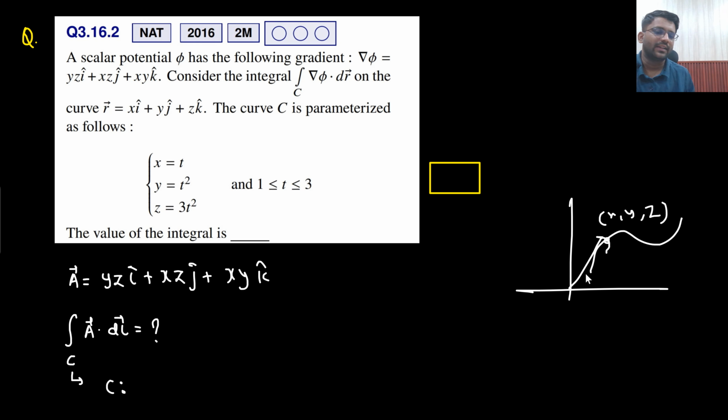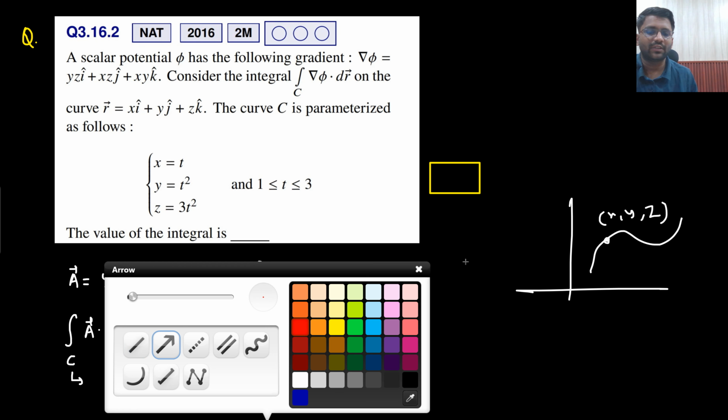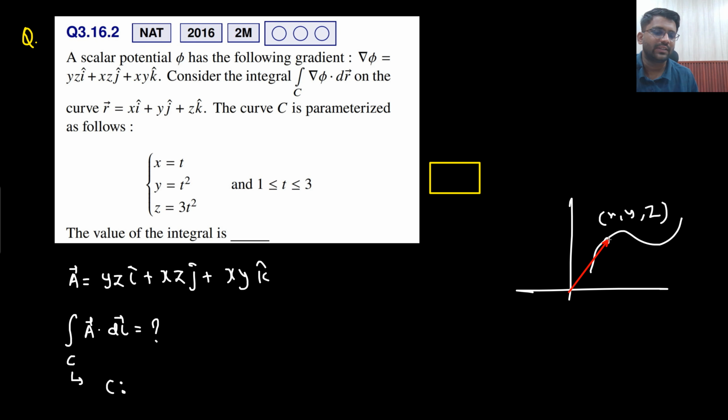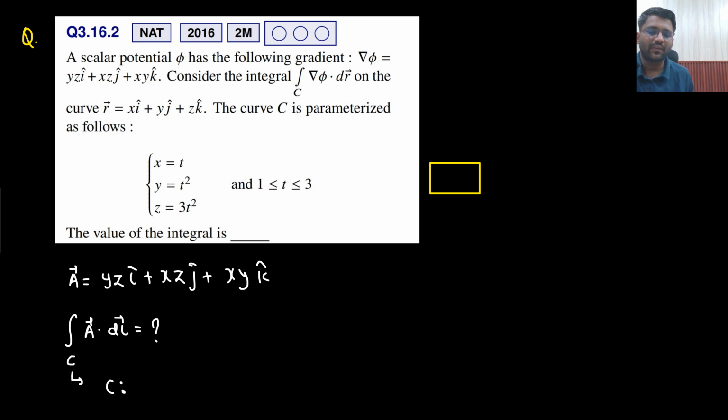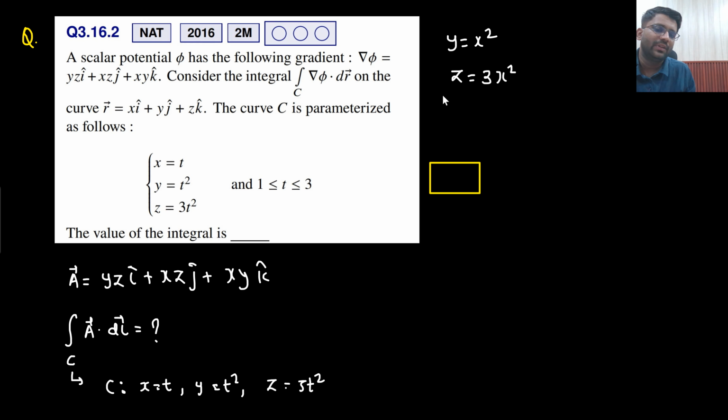So this is what they are saying: on the curve you are taking a particular point whose position vector is defined by x i cap plus y j cap plus z k cap, which we already know. But they have given the parametric equation. The parametric equation is x equals t, y equals t square, and z equals 3t square. So basically the equation would have been y equals x square and z equals 3x square, or you can say z equals 3y. This would have been the equation of the curve.